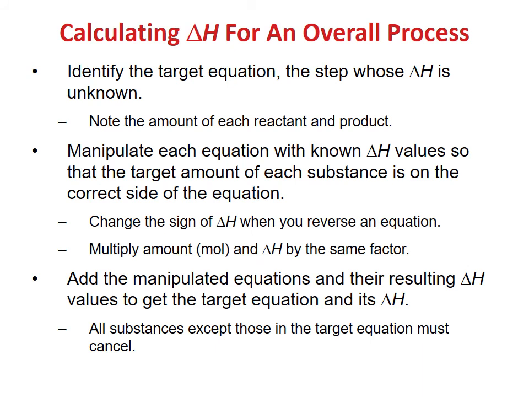So in the last sample problem, we reversed equation B and also multiplied by half so that they have the same reactants. So change the sign of delta H when you reverse an equation, and multiply delta H by the same factor as the equation. Then add the manipulated equations and their resulting delta H values to get the target equation and its delta H.